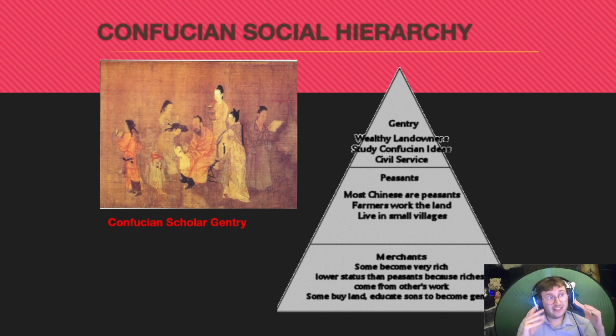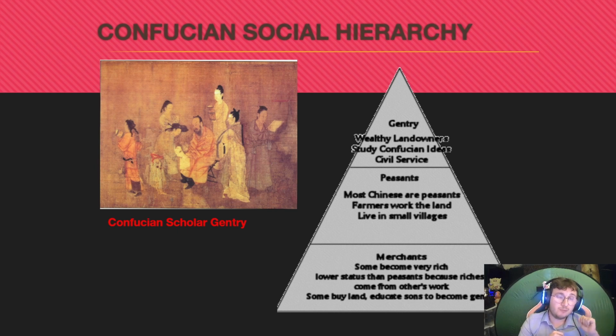Now, the Confucian social hierarchy looks very different than Hinduism. Now, at the top, you have the Gentry, which are going to be these wealthy landowners or intellectuals who own land and are very wealthy. Of course, these are going to be those superior individuals. Beneath them, you have peasants, and most Chinese are peasants, and they're peasant farmers, and they work the land and live in small villages.